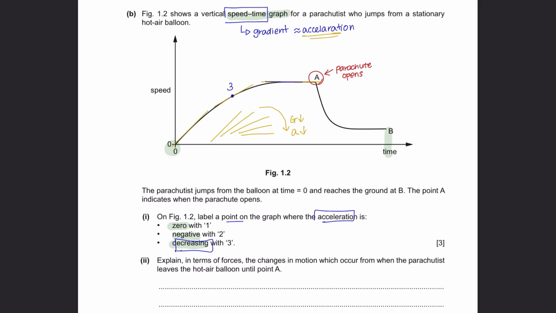And when gradient is horizontal, it means that there is zero acceleration. For zero acceleration, we will label it as 1. There's also another horizontal gradient here that you can also label as 1. And for acceleration being negative, it means that they want you to find the deceleration of the parachutist. Deceleration means the speed of the graph is decreasing. The gradient here indicates the deceleration of the graph. So you can label negative acceleration over here with the number 2.